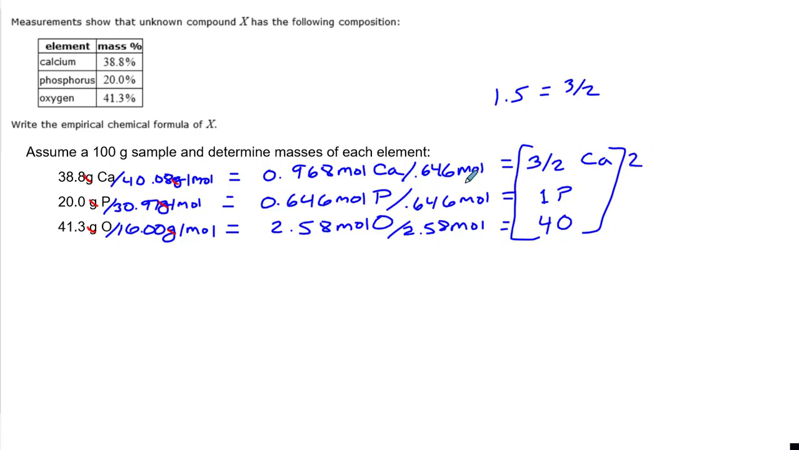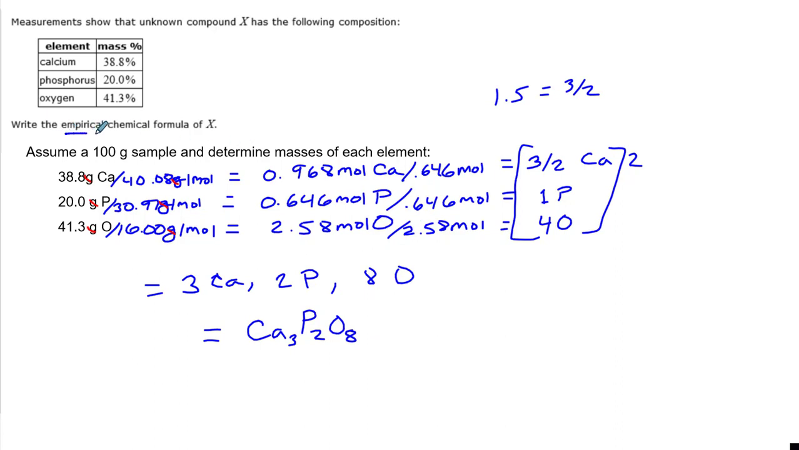When I do that, 2 times 3/2 gives me 3 calciums. 2 times 1 is 2 phosphoruses. 2 times 4 is 8 oxygens. So now I have the whole number ratio of each element, and I'm ready to write this as an empirical formula. This is calcium with a subscript of 3, phosphorus with a subscript of 2, and oxygen with a subscript of 8, like that. So here is your empirical formula.